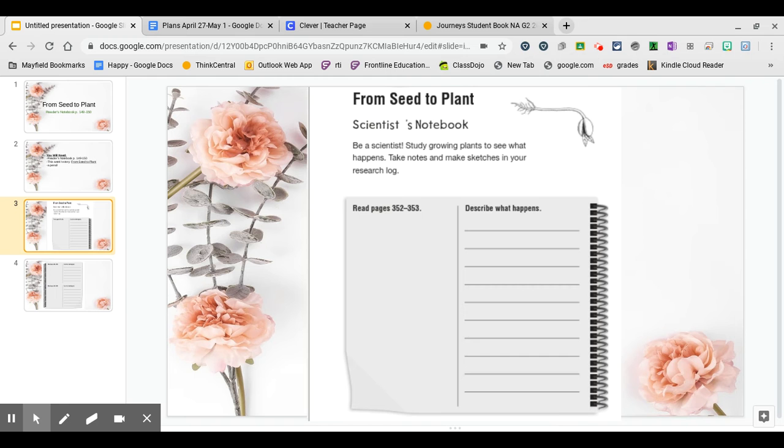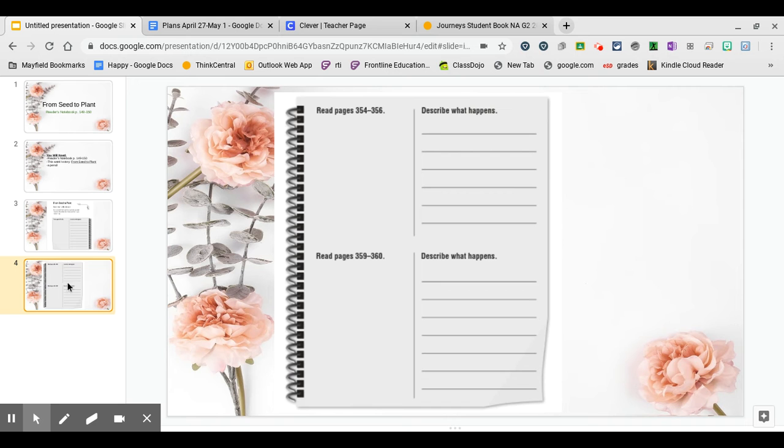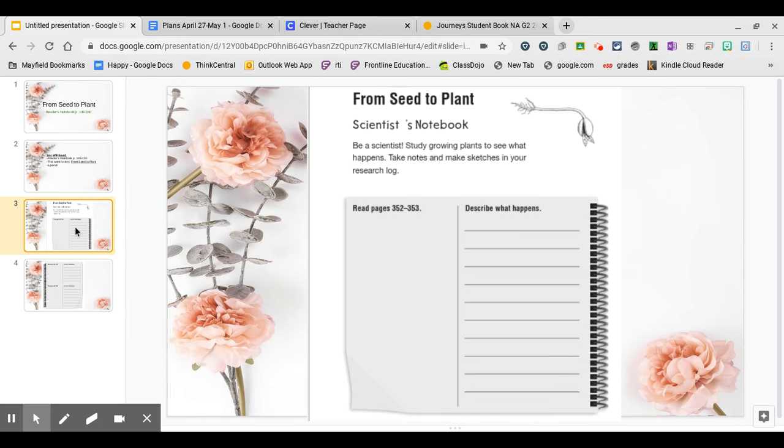Page 149 says From Seed to Plant, Scientist's Notebook. Be a scientist. Study growing plants to see what happens. Take notes and make sketches in your research log. Today I'm going to work through this page with you and show you what I expect for you to do on page 150, which is very similar. So let's take a look.